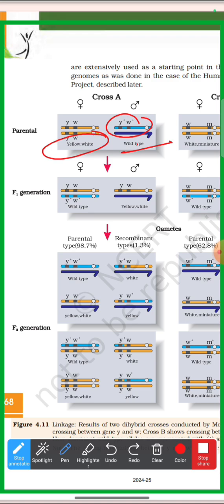So in the parental type of cross A, we have the female which has Y and W, which means it has yellow and white, and in the male we have Y plus and W plus, which is wild type. Wild means that this male was taken by Morgan from outside, and this yellow female was cultured in the lab.